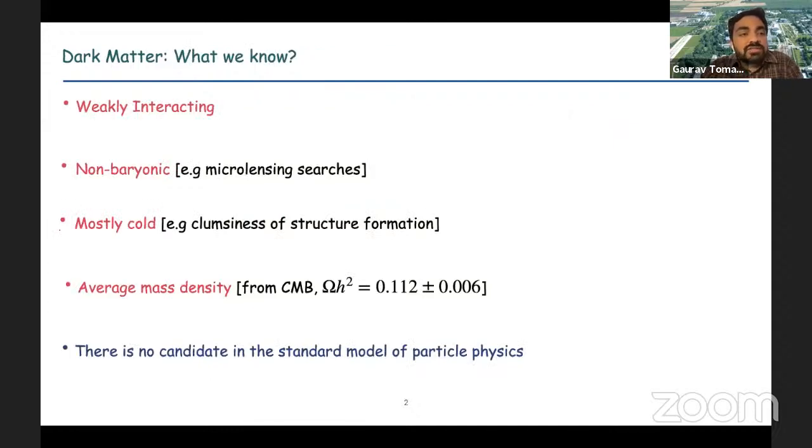So we have heard a lot of interesting talks about dark matter, so I will be very brief in introducing it. It is weakly interacting, we know that, and it is non-baryonic, it is mostly cold, and there is no candidate in the standard model of particle physics which satisfies all these properties.